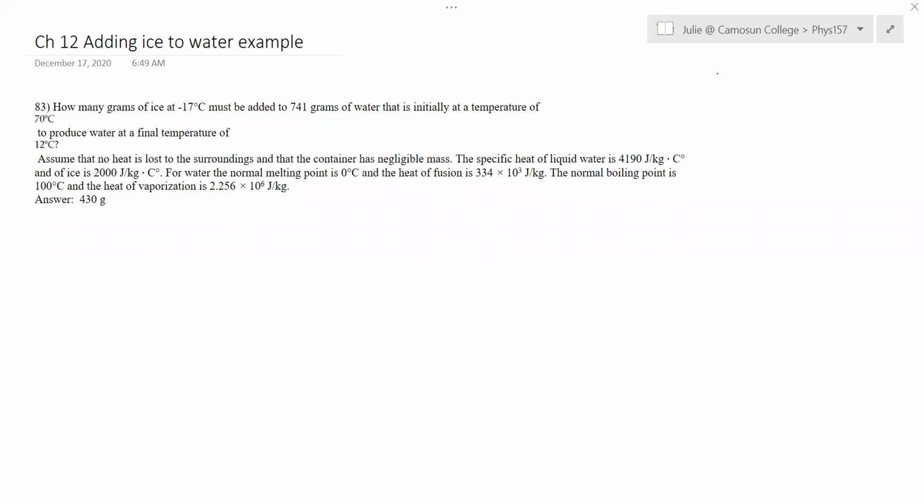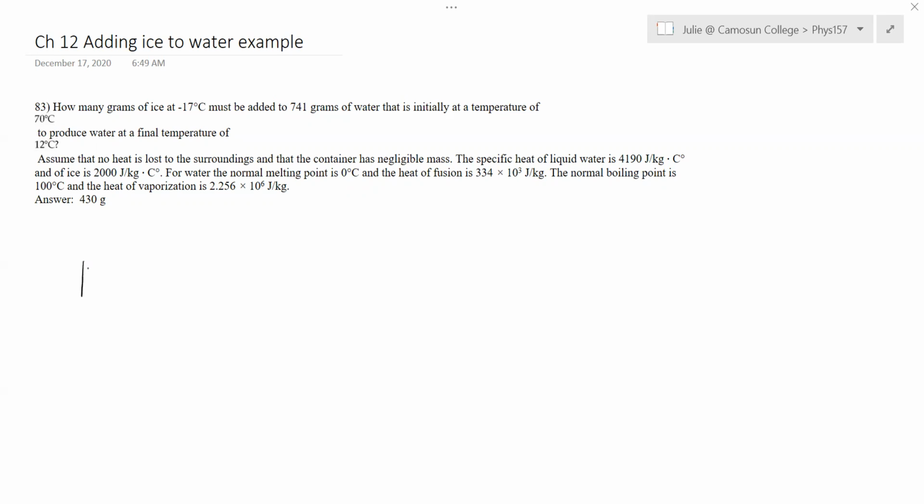This is an example of calorimetry that you will have on your Mastering Physics assignment. So I think I'll just run through the numbers with you, and remember that you have to use the constants that are given in the problem. So this is a situation of ice at -17 being added to hot water, and we want to know how much ice it takes to cool the water off.